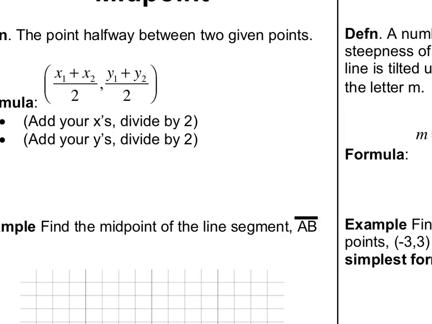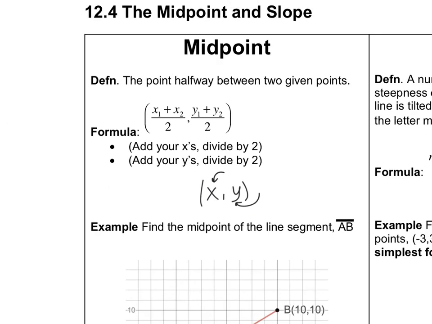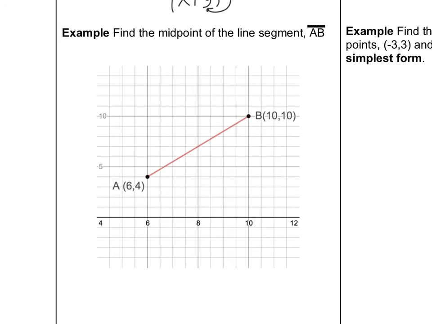You need to put parentheses around your midpoint. It's a point. If you don't put parentheses around your point, it is wrong. So on Delta, you need to write out your final answer as x comma y, whatever your number is. Whatever your x coordinate goes here, whatever your y coordinate goes there. You add your x's divided by 2, add your y's divided by 2.